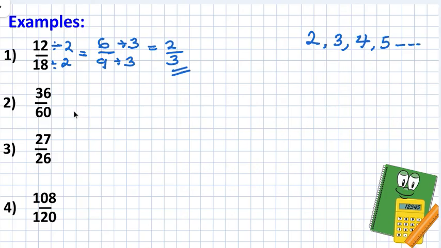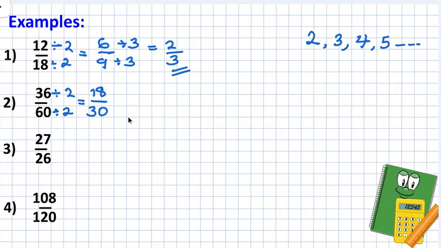We have 36 over 60. So what number can divide these numbers? Like I said, start by testing with 2. So let's see if 2 can divide the numerator and denominator. Now 36 divided by 2 is going to give us 18, and 60 divided by 2 will give us 30. So we have 18 over 30.